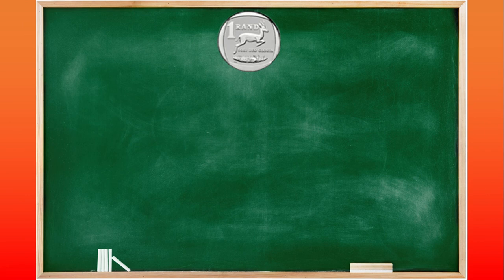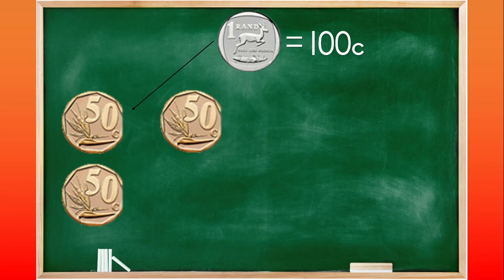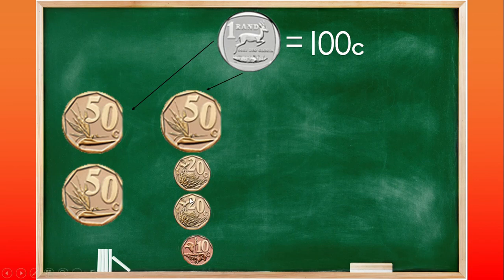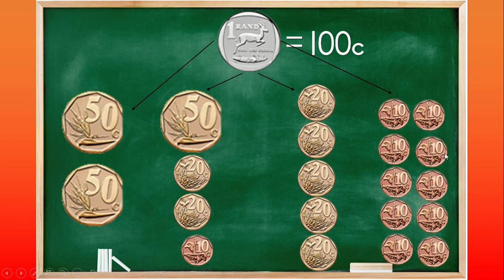A 1 rand is equal to 100 cents. We can get to 100 cents by adding various cent coins to each other. For instance, 2 50 cents equals 100 cents, which is 1 rand. 50 cents, 2 20 cents and 1 10 cent gives you 100 cents, which is 1 rand. 5 20 cents gives you 100 cents, which is 1 rand. Or 10 10 cents gives you 100 cents, which is 1 rand.